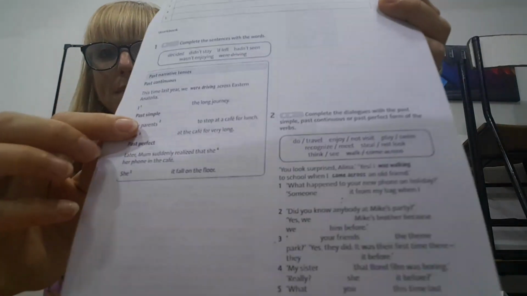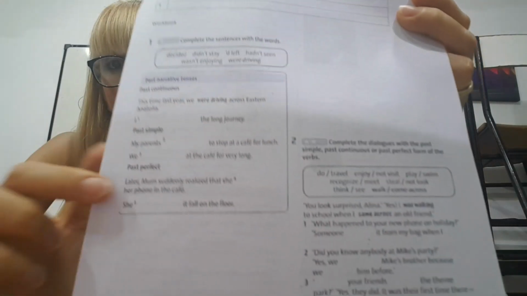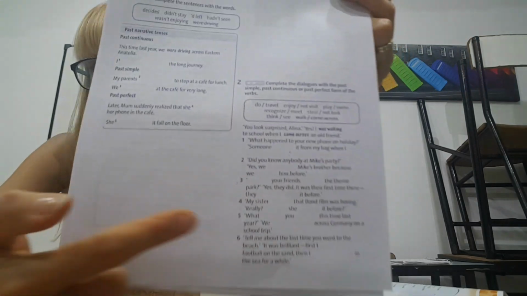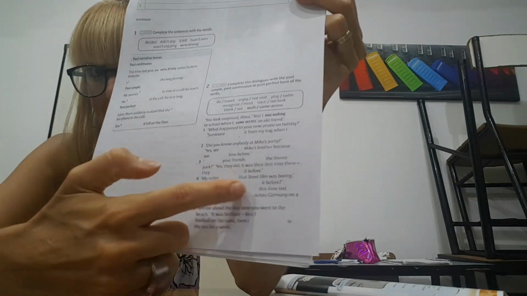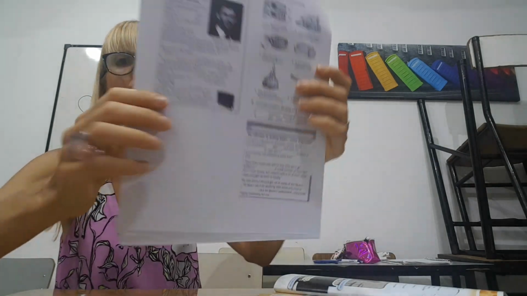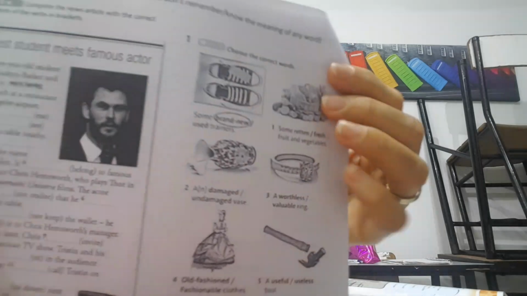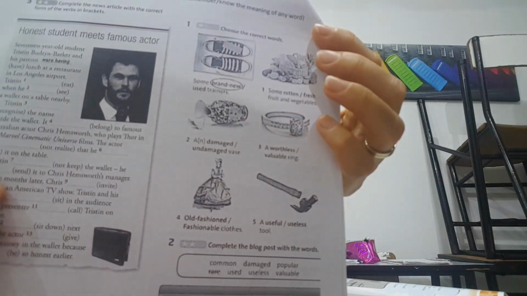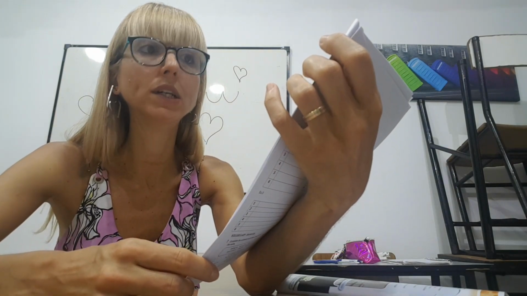So here you have some exercises to complete with past simple, past continuous, and past perfect all together. Yes, this exercise and this exercise. And here we have vocabulary. This vocabulary, here it says, use the dictionary to help you if you don't remember or know the meaning of any word.